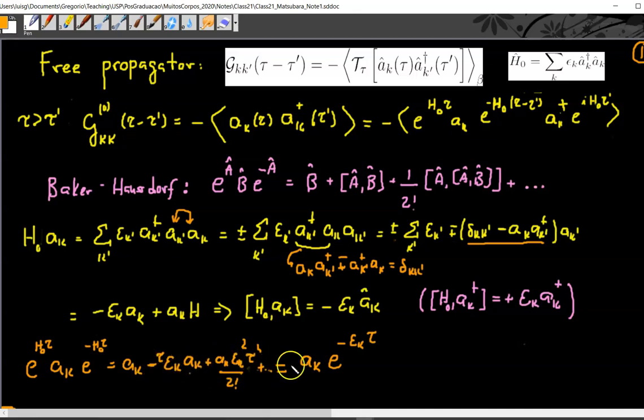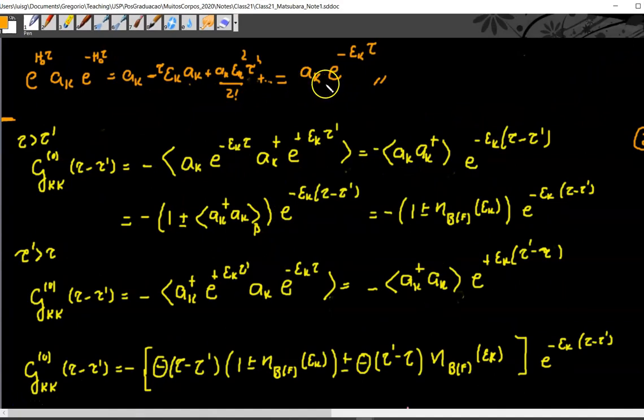So if I factor out the A_k's, what I'm left with is an exponential of minus epsilon_k tau. For every commutator I get, there will be an A_k coming and a tau coming, so I'll get this series. So this will essentially be A_k times the exponential of minus epsilon_k tau. All right, so let's plug this back in here, and I'm going to substitute this, and I'm going to do a similar thing to A_k dagger. So we can evaluate this analytically.